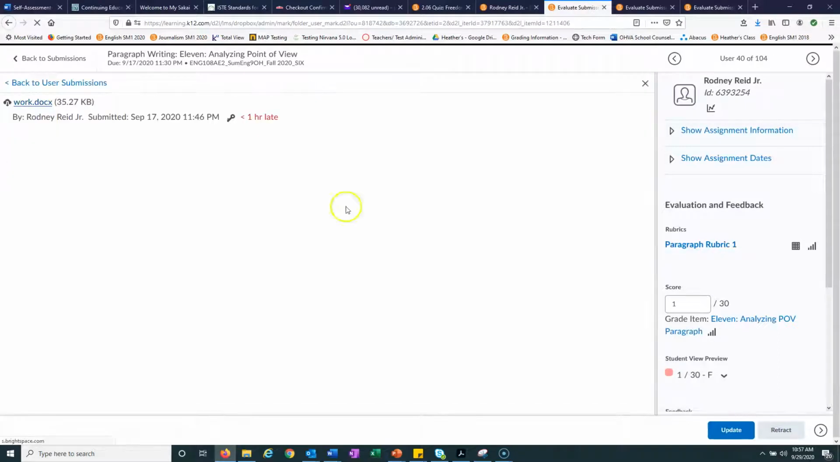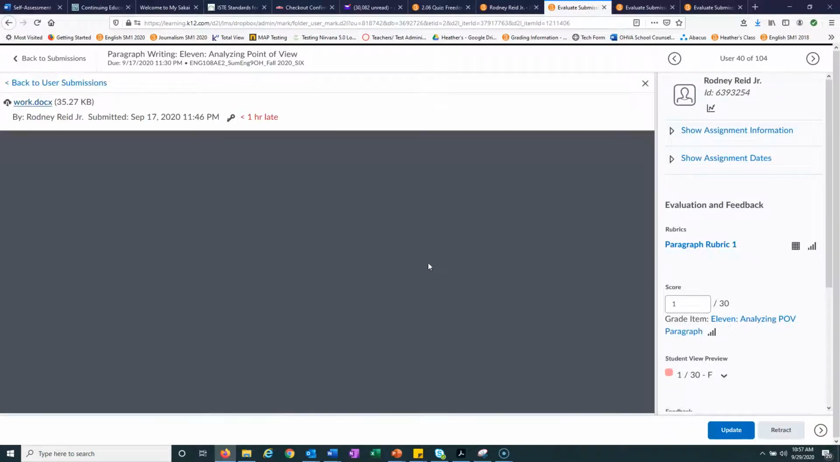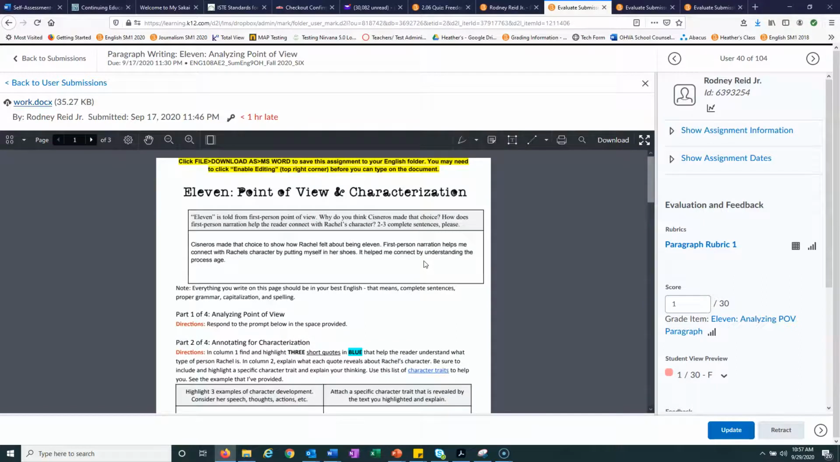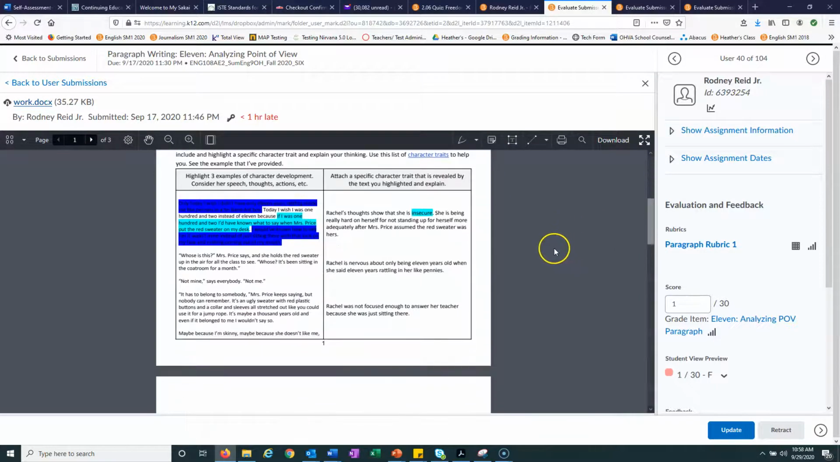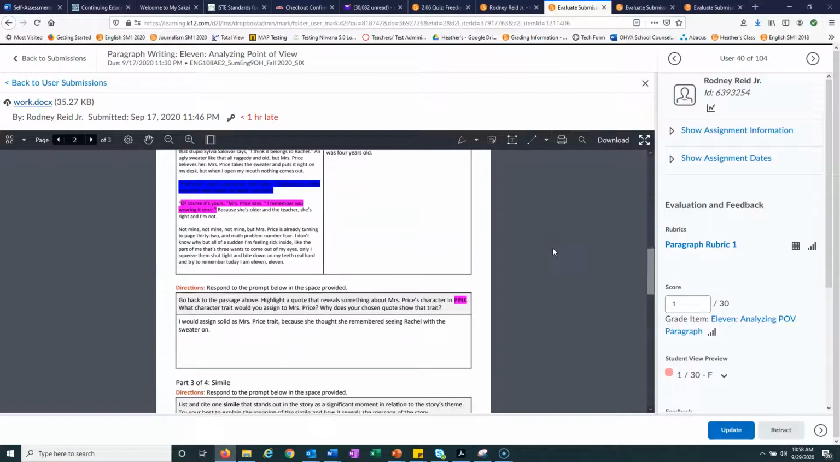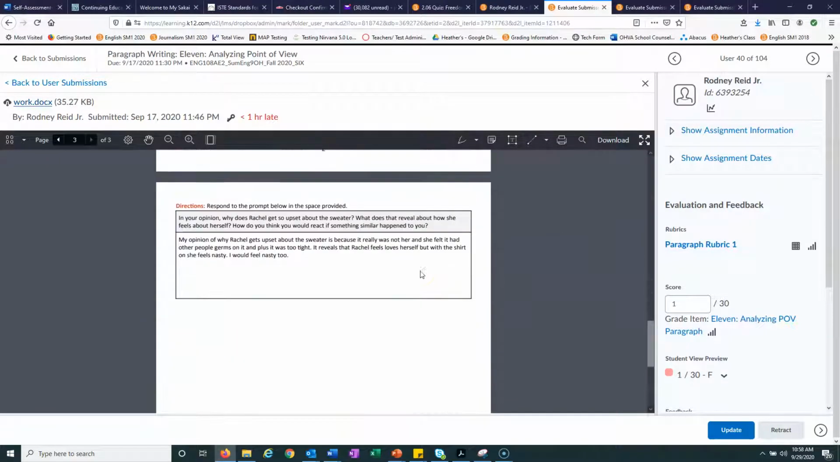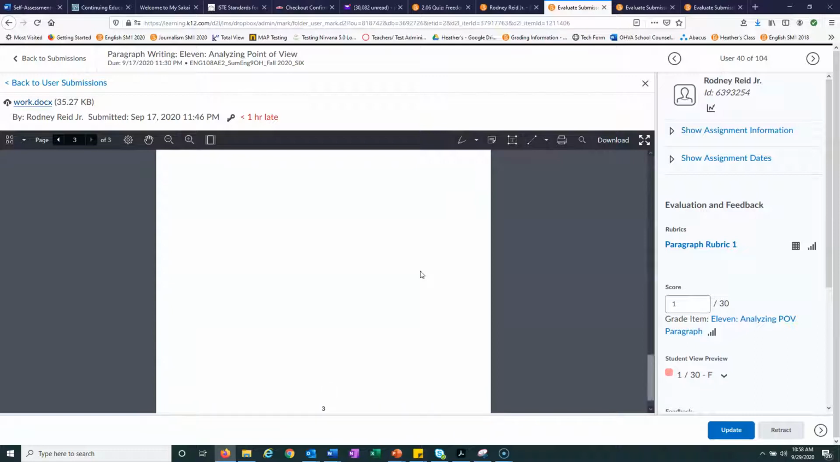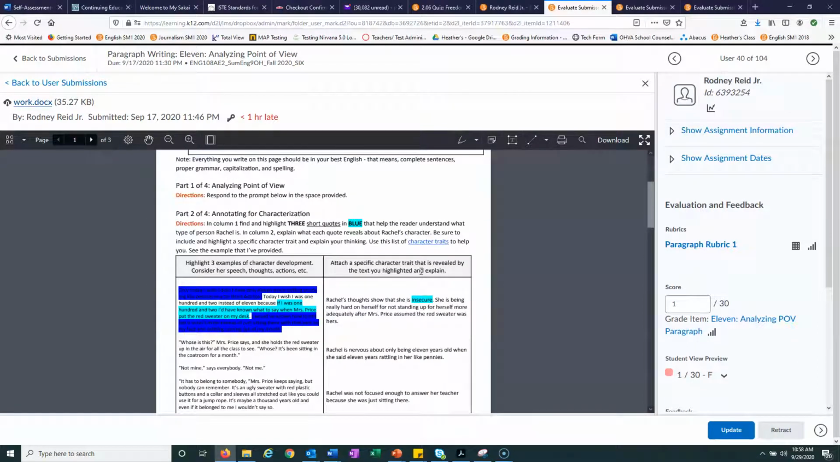So if you look and we open it up, actually that's not a blank submission. That is the other assignment, right? So the reason that there's no grade for this assignment is because it's submitted in the wrong Dropbox. So he submitted this in the paragraph assignment Dropbox.